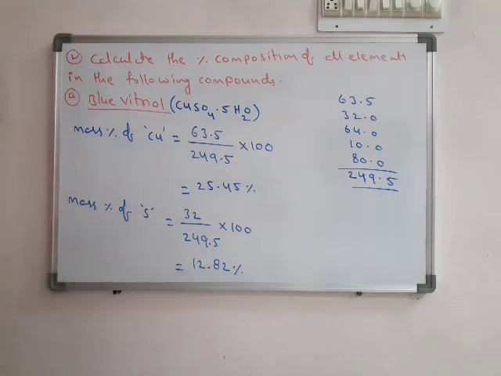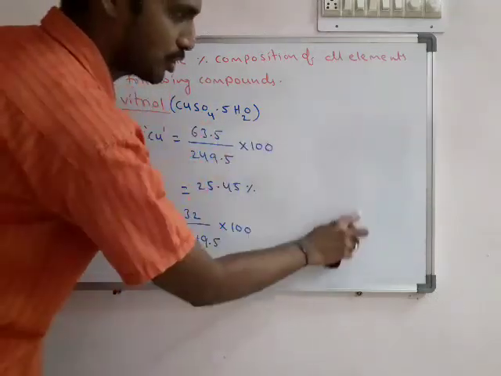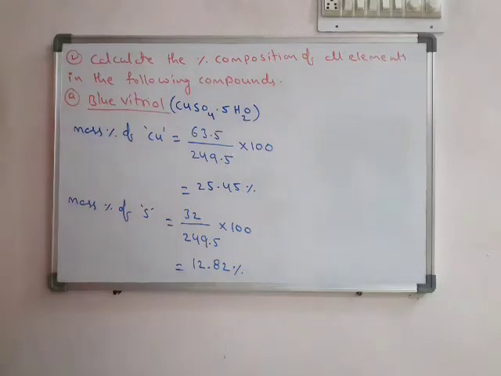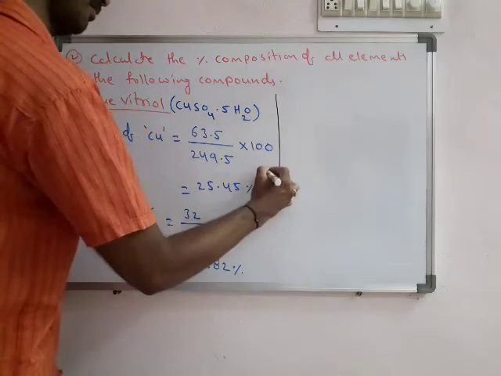Next, again one more element. Oxygen is there, hydrogen is there. You have to do this calculation of molecular weight also at the right side. Okay, it's compulsory. Let's calculate the mass percentage of oxygen.